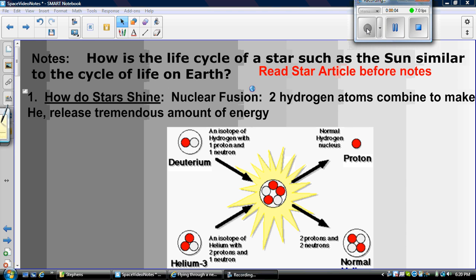Okay, so our essential question today is how is the life cycle of a star, such as the sun, similar to the cycle of life on Earth? There is a star article that I would also like you to read. You can do it before or after the notes.